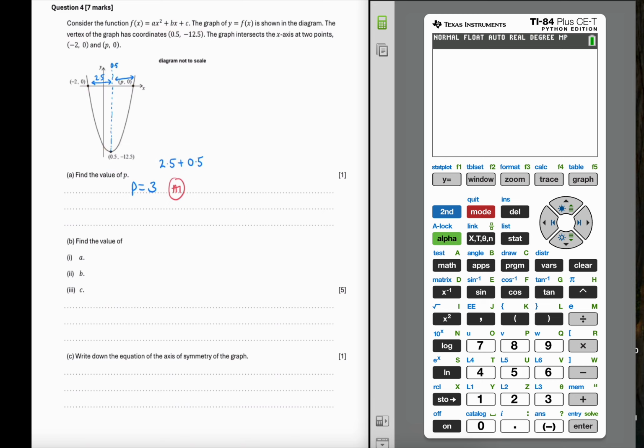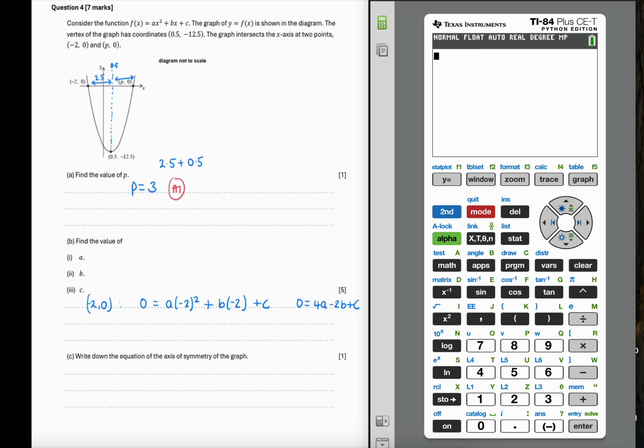So the first one is using that coordinate of (-2, 0). So that's the first coordinate, which means that when y is 0, x is minus 2. So I'm just subbing in minus 2 into my general form. Now I can rearrange that, make it a little bit better or simplified. So that's just 0 equals minus 2 squared is 4, so 4a minus 2b plus c.